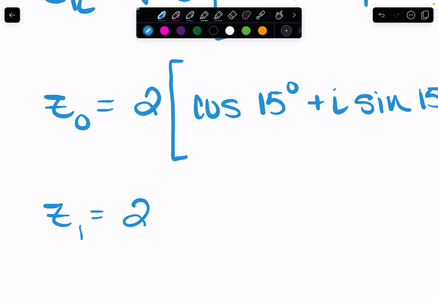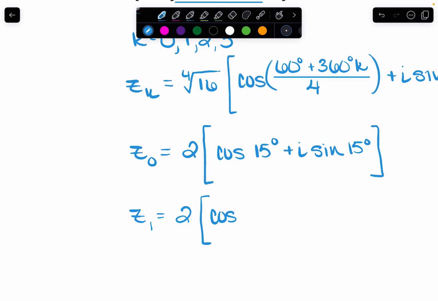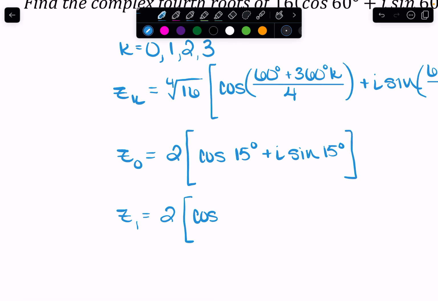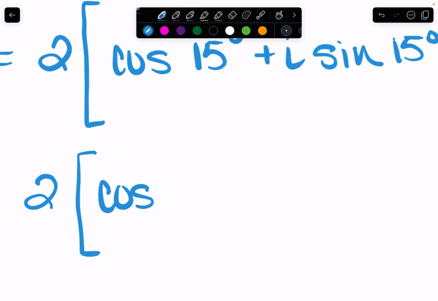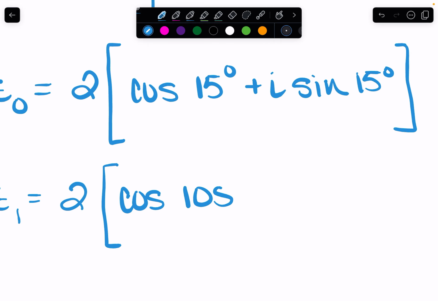All right, z sub 1 is going to be 2 times the quantity. Now we're plugging into our formula above, plugging in 1 for k. That gives us 360 times 1, so 360, plus the angle 60, divided by 4, 105. I'm going to simplify the angles all the way down, and the nice thing is the angles are going to be the same, 105.